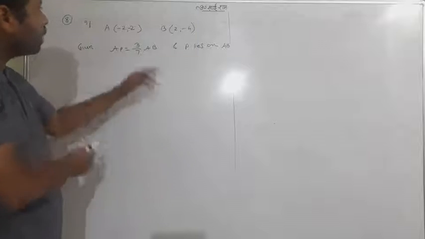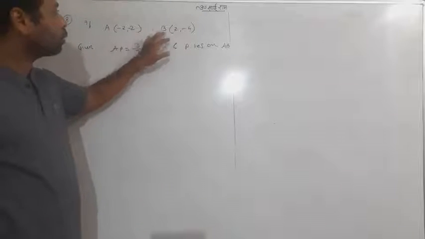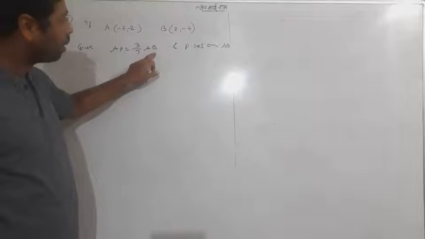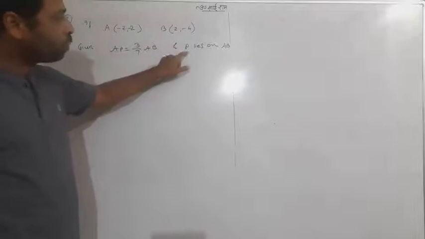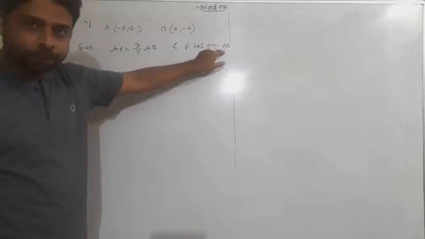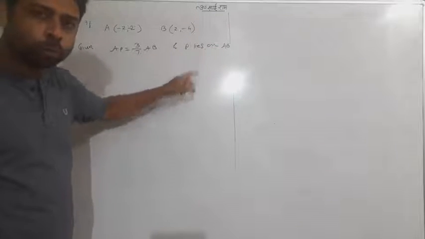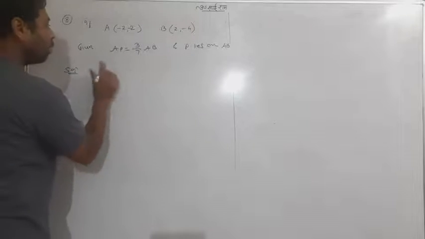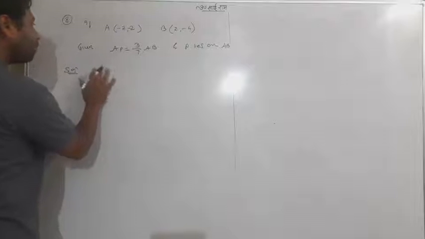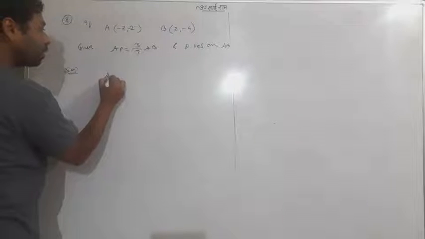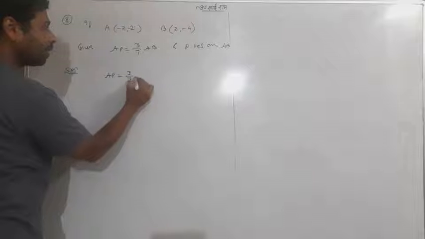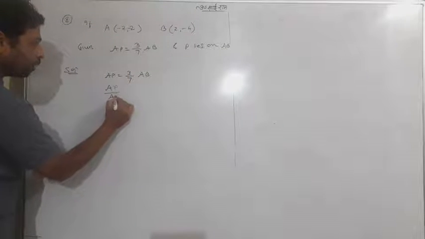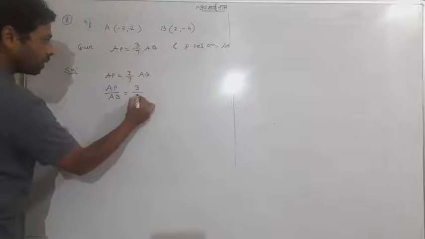Two points A and B with coordinates (2, -2) and (2, -4) are given, as well as AP equal to 3/7 AB, where P is a point whose coordinates we want to find out. P lies on AB. It is given. We want to find the coordinates of P. First, I want to write that AP is equal to 3/7 AB. Students, write AP upon AB is equal to 3/7.